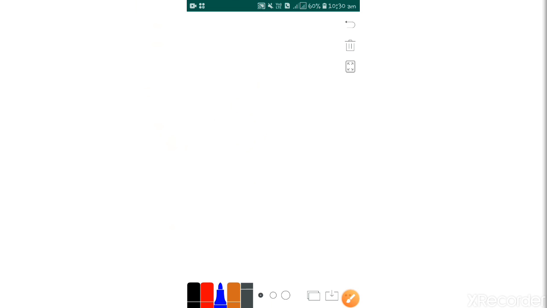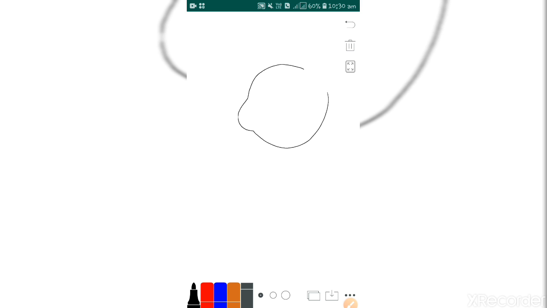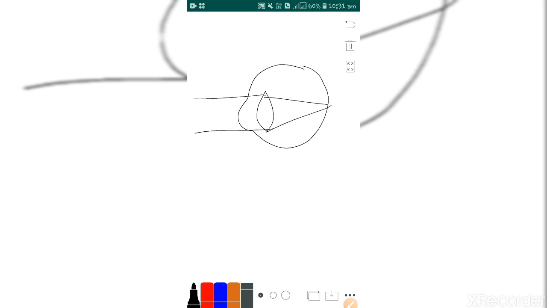I'll be telling you. For example, this is a normal eye. As we are dealing with myopia, the distant objects are not clear, so light rays are coming from some distance. It is focused on the retina directly. This is for the normal eye, but for the myopic eye, what happens?